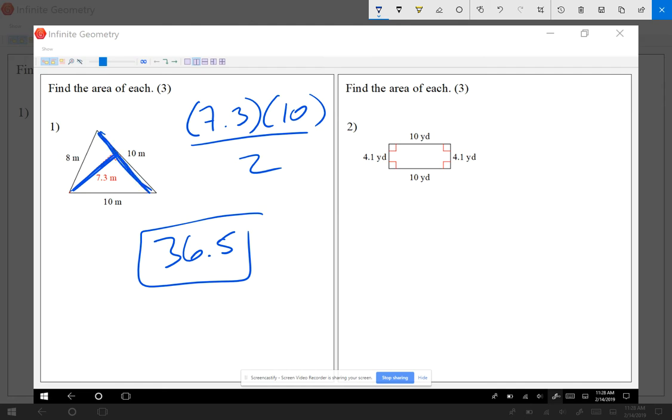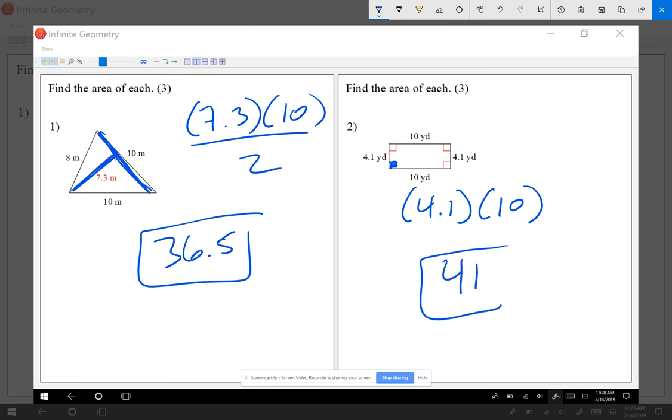Now, question number 2, I'm looking at a 90-degree angle. So, matter of fact, for us to see which one I'm looking at is that one. And I'm looking at the two numbers across at 90 degrees. In this case, 4.1 and 10. I'm going to multiply those out. 4.1 times 10 gives me 41.